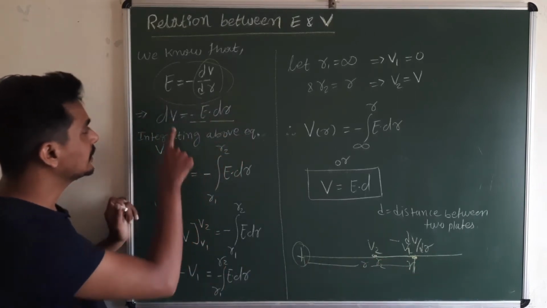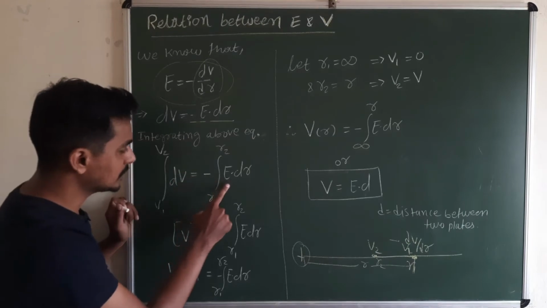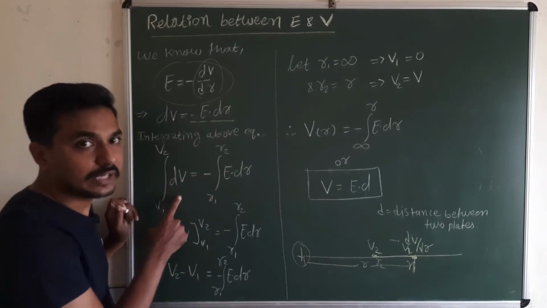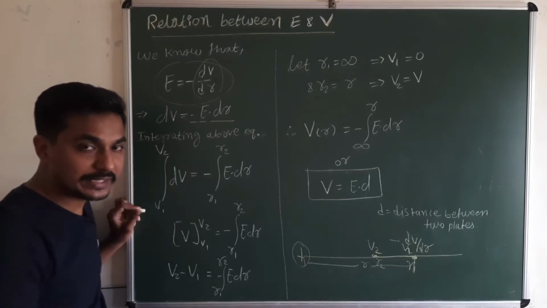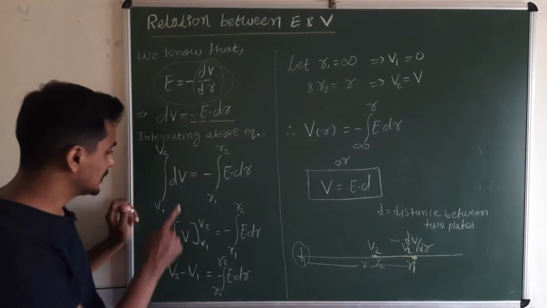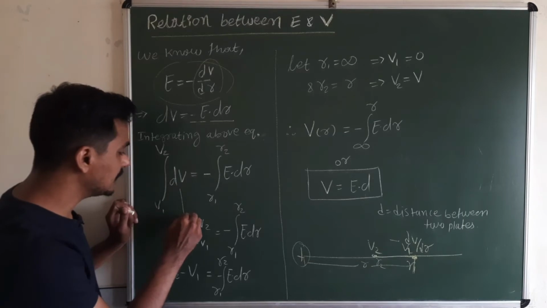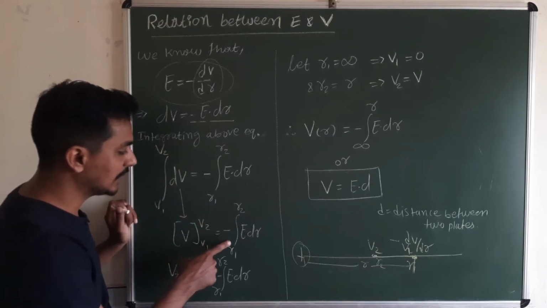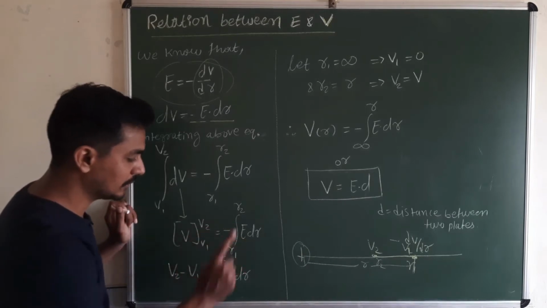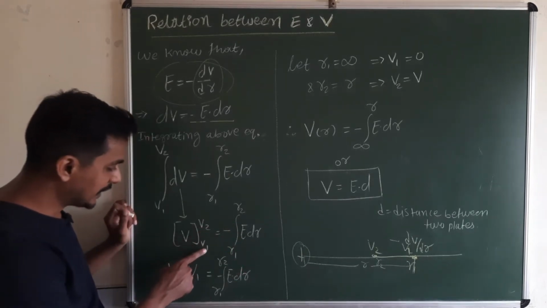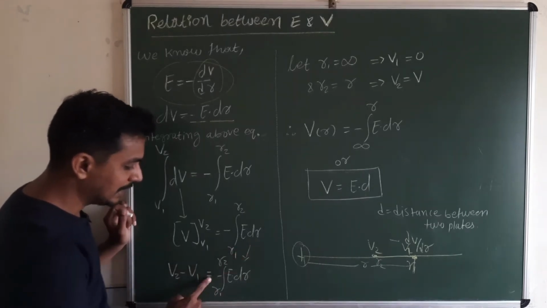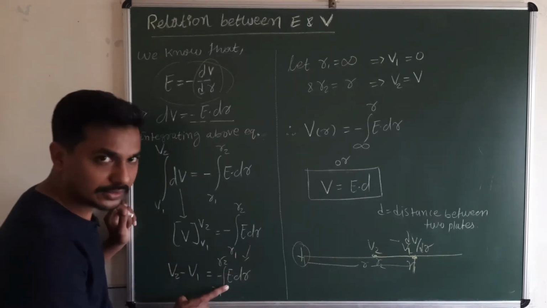So integrating this term from V1 to V2, and this term from R1 to R2, then the integration of dx is x, the integration of dy is y. Similarly, the integration of dV is V. Upper limit minus lower limit, V2 minus V1, is equal to the same term, minus the integration from r1 to r2 of E dot dr.